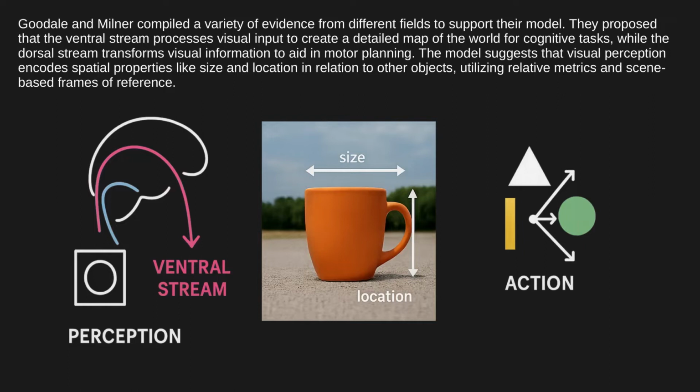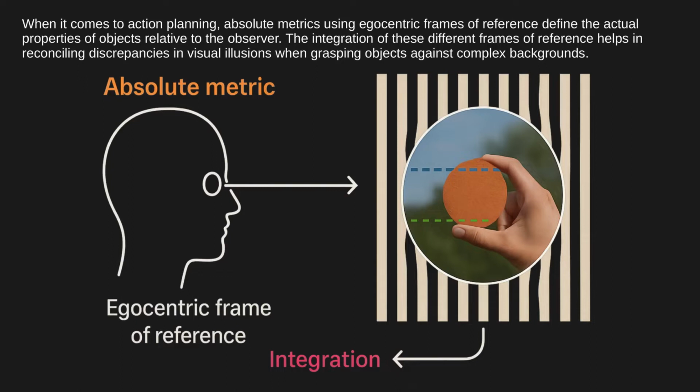The model suggests that visual perception encodes spatial properties like size and location in relation to other objects, utilizing relative metrics and scene-based frames of reference. When it comes to action planning, absolute metrics using egocentric frames of reference define the actual properties of objects relative to the observer. The integration of these different frames of reference helps in reconciling discrepancies in visual illusions when grasping objects against complex backgrounds.